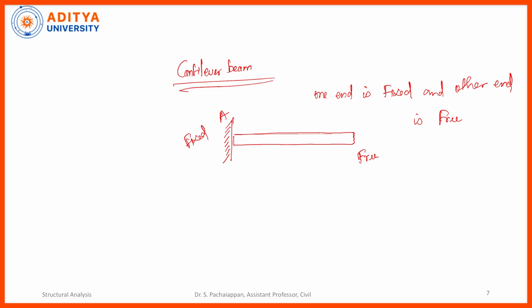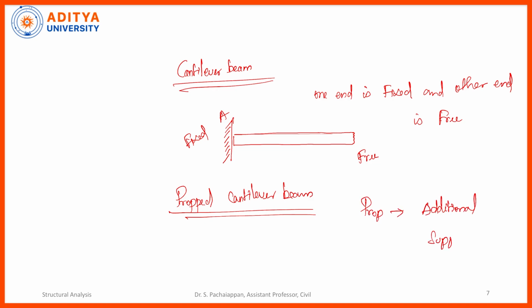Another type is called a propped cantilever beam. Prop means additional support. Where am I going to provide the support? I am going to provide it to my cantilever beam. So this is a cantilever beam A and I am going to provide one more support at the free end. This additional support is called a prop.